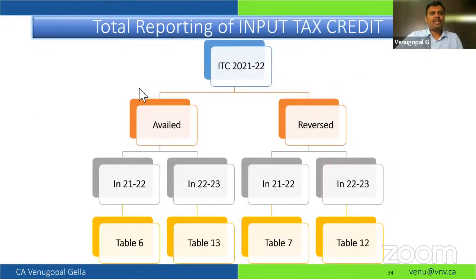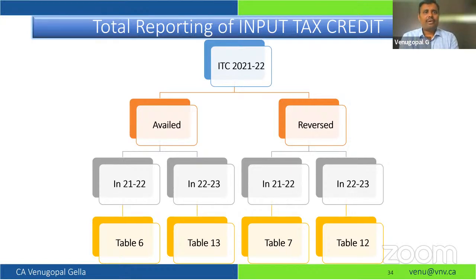In a simple way, people always ask this question: should ITC be matched with 2A or 2B? See, ITC should always be matched with GSTR2A. Now, please don't think that I am suddenly making some stupid statement. See, GSTR2A talks about the credit for that period. 2B talks about the credit that you are eligible to take in that period.